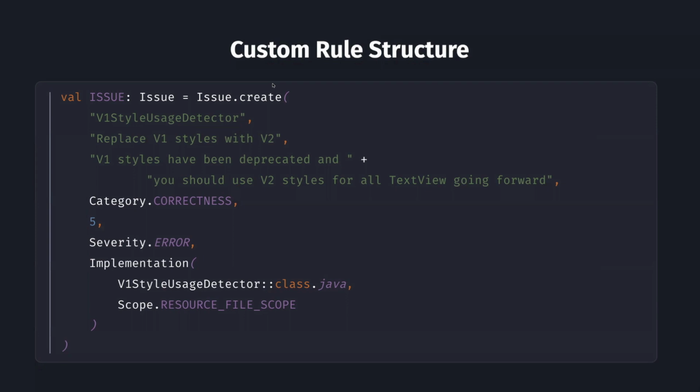And lastly, we have to pass in an implementation. The implementation takes in two parameters. One is a reference to the detector class, which we'll be writing shortly. And the second parameter is the scope. Here we're using the resource file scope. If you think of it, we just want to look for usages of text view inside layouts. But the resource file scope looks like a very wide scope because inside resources, you can have values, which includes strings, colors. You can have separately styles. So we'll see how you can narrow down the scope later on.